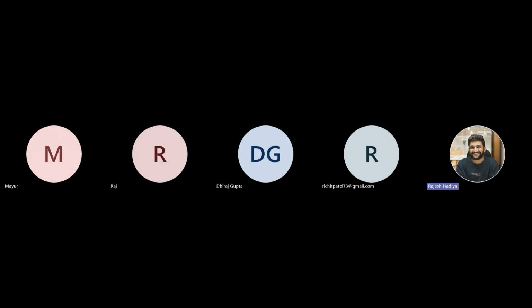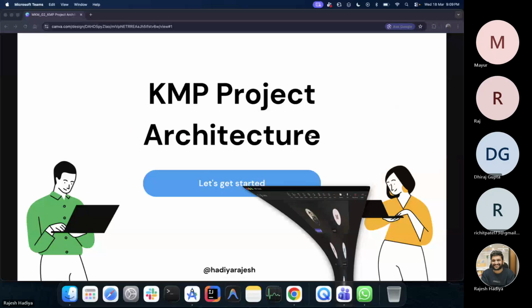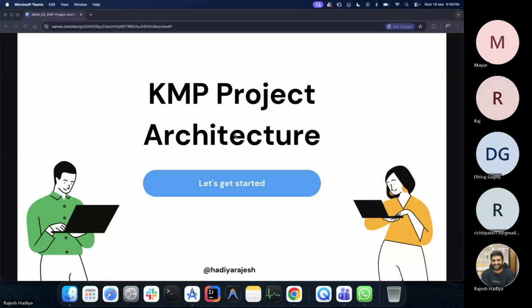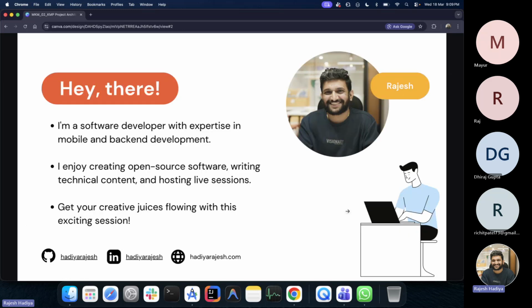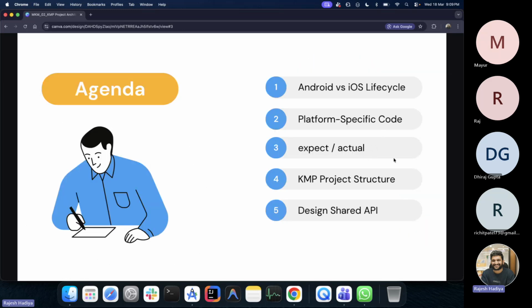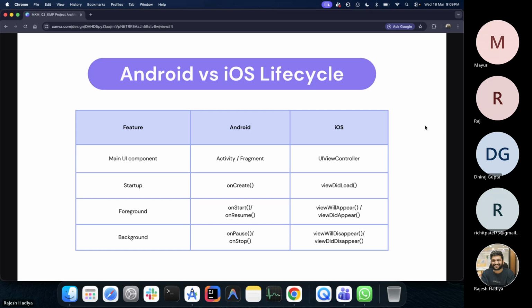Okay, let me share my screen. Just give me a second. Just give me a sec. ठीक है, so it should be visible, right? ठीक है. Okay, I assume it's visible.